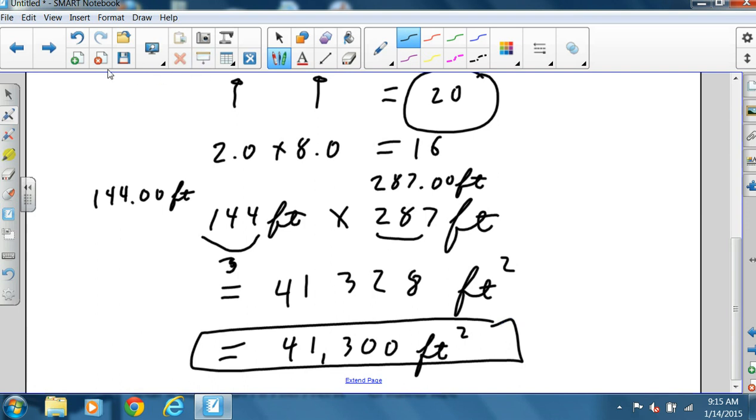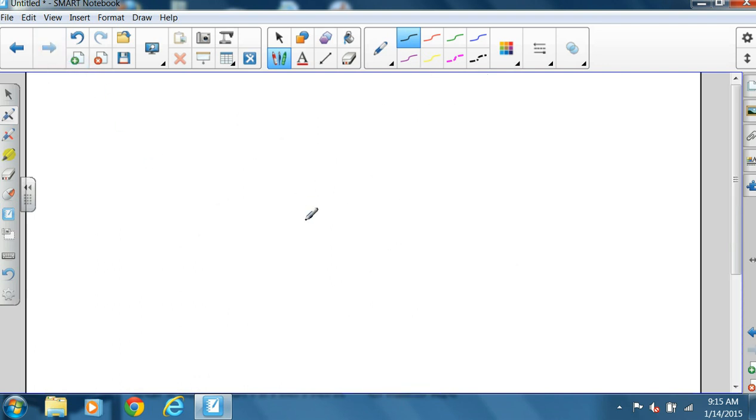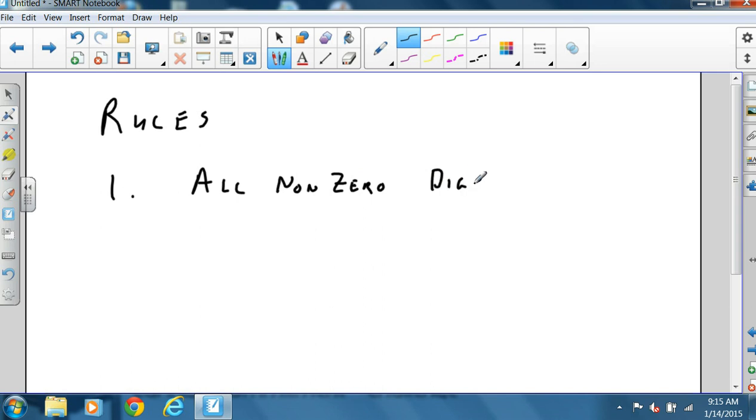How is 0 significant in the factor but not in the product? Okay. So now we're on page 15 of your book, and it has rules for significant digits. The first rule says, all non-zero digits are significant.